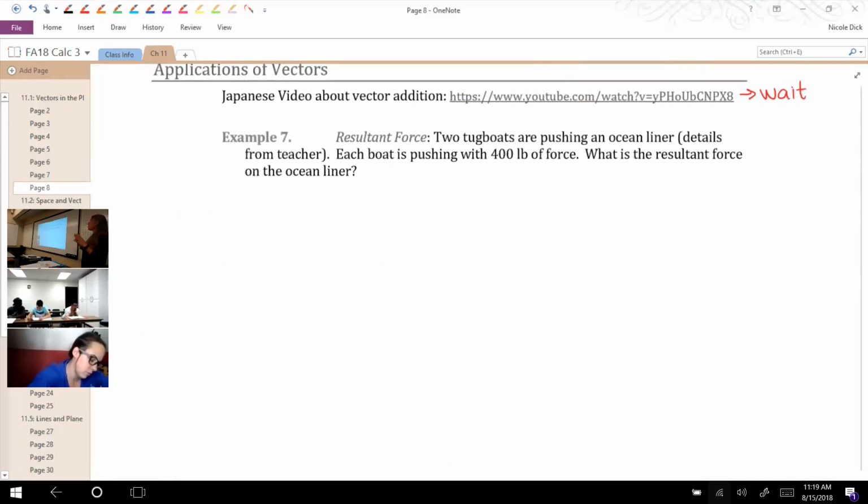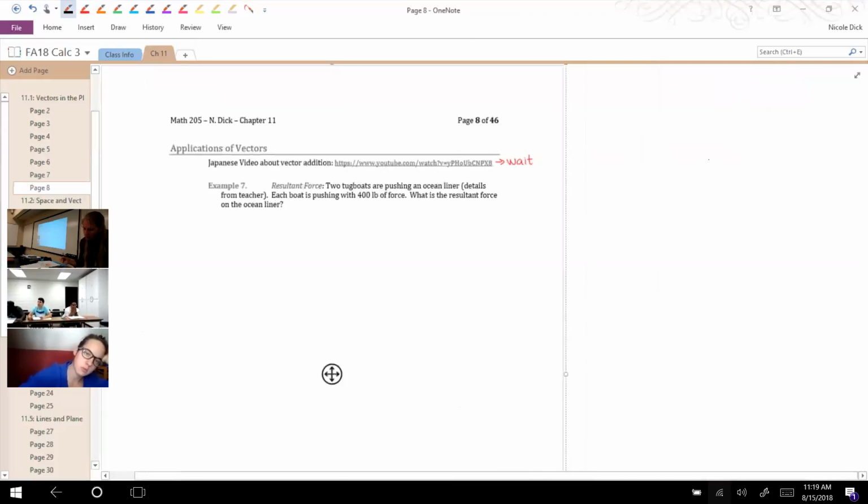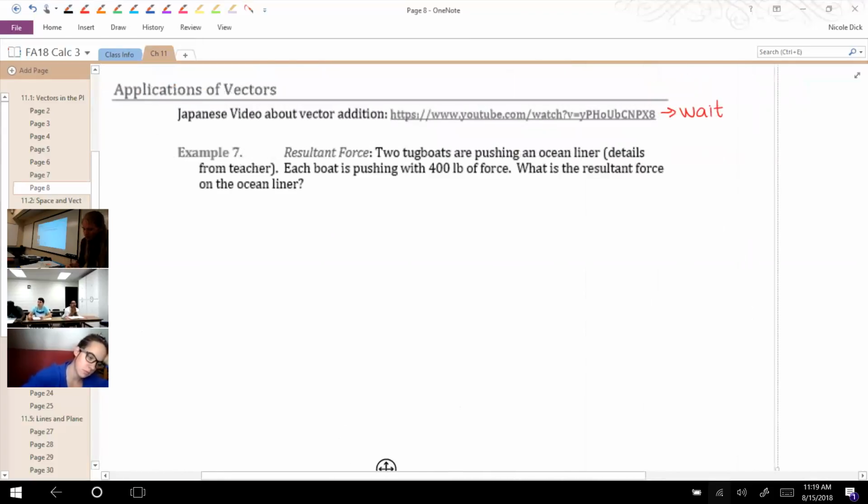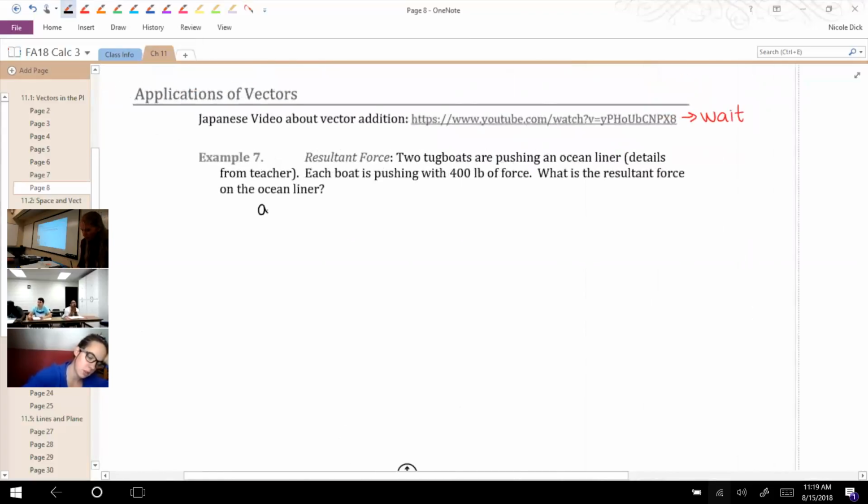All right, so I used to put the picture in here. The picture gives too much information, so we're going to draw that picture ourselves. Let's say we've got 2 tugboats that are pushing on an ocean liner. The details I'll give you in just a minute. We know each boat is pushing with the same amount of force, 400 pounds of force each. Each boat is also pushing at similar angles. The goal is we want to know what's the resultant force on the ocean liner, and also in what direction. That way we know what we're talking about.